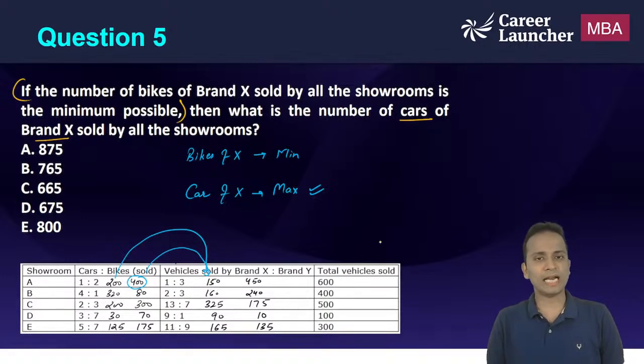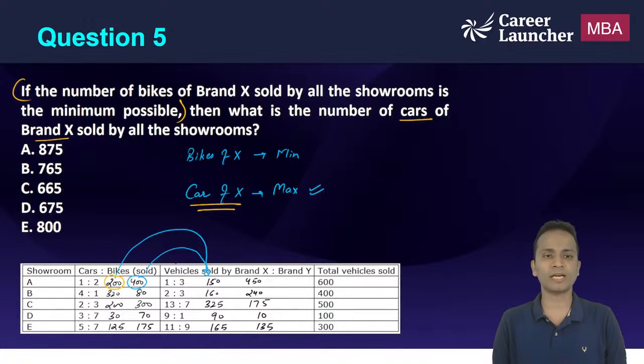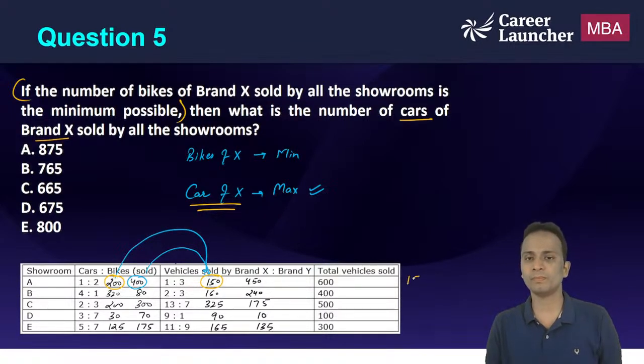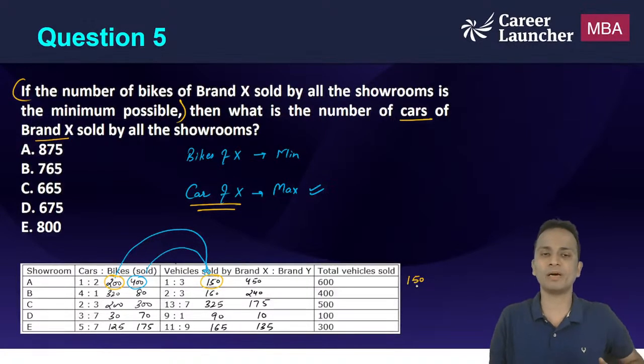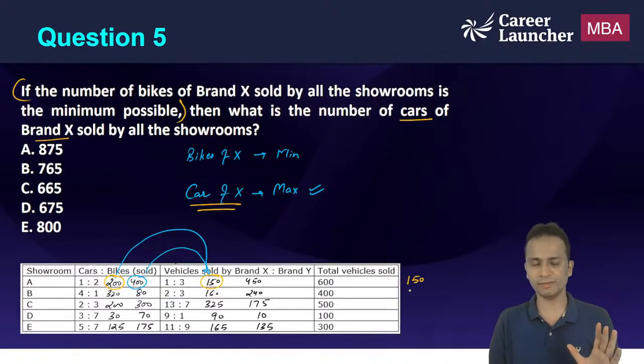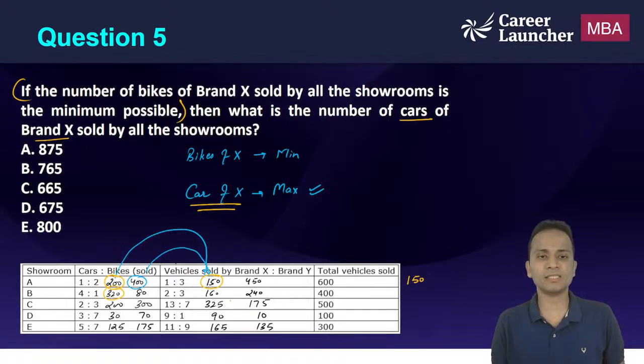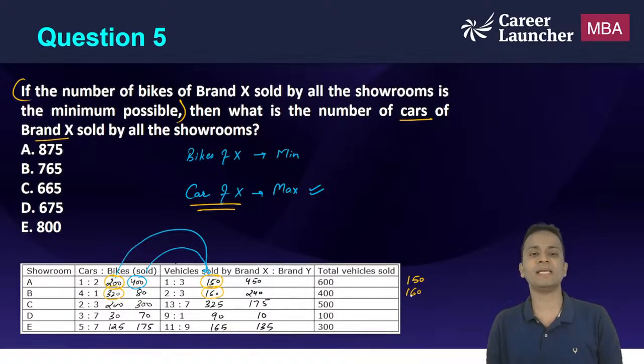Okay, so let's do that. Cars of brand X. First of all, 200 cars, and brand X can accommodate 150. We have to maximize. So out of 200, I will pick 150 cars and all of them will become of brand X. Similarly, next showroom B, 320 cars, but brand X can accommodate only 160. So the maximum number of cars of brand X can be 160.